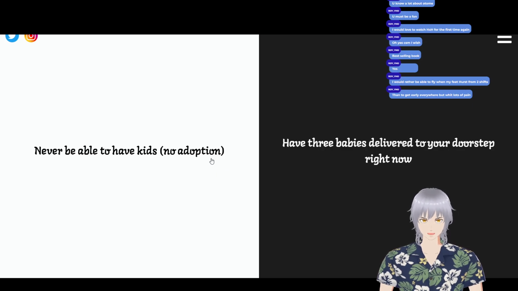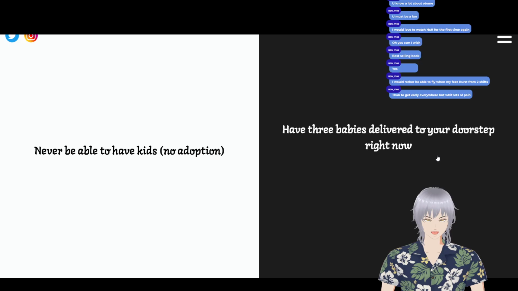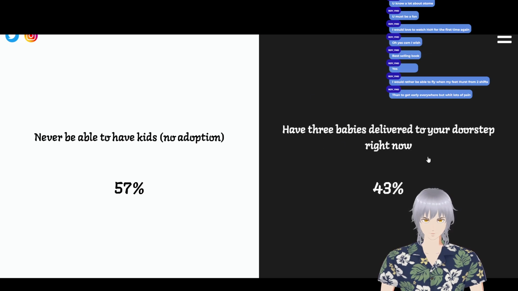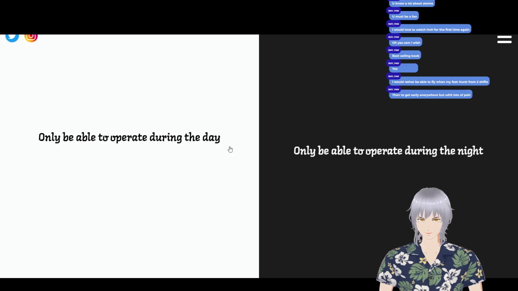Never be able to have kids, no adoption, or have 3 babies delivered to your doorstep right now. Oh, God. Oh, God. 3 babies versus... I would rather never. This is too much. This is madness. I think 1 versus no is a better question.